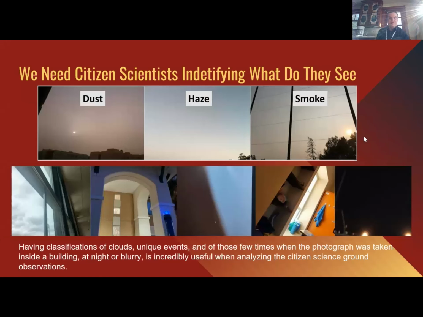Now, having classifications of clouds and unique events, and those few times when the photograph was taken inside a building, at night, or blurry, they're actually very, very useful when you're trying to analyze citizen science background observations. Even though we do prefer outside, they are useful in terms of just having some sort of view. For the very dark, black image, that is a little one that we're not quite as interested in, just because it is so dark and not showing any clouds. But once again, you can have a dust image, a haze image, even a smoke image.